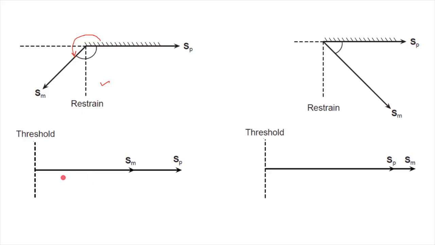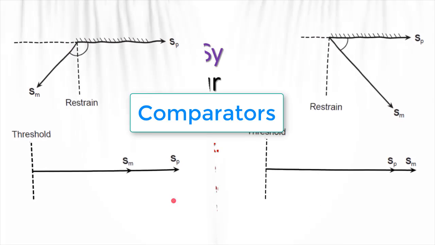And similarly here, this is a threshold condition because SM is lying along SP, that is, the angle between them is 0 degree. This is also a restraining condition because the phase angle between SP and SM is greater than 180 degree. This is a threshold condition with different magnitudes, and the magnitude doesn't matter because this is a phase comparator.